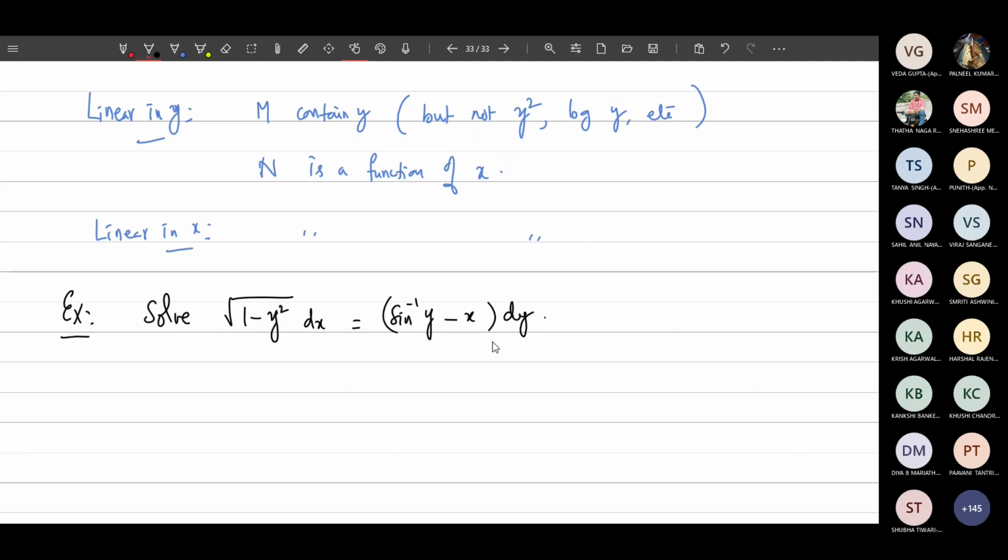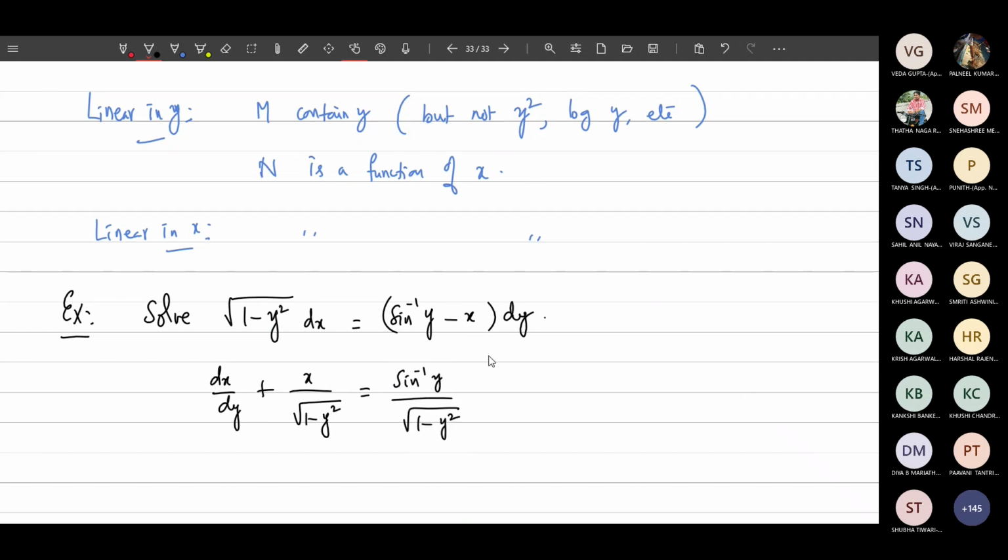And M equal to under root 1 minus y square, that is a function of y, because it is under square root. Get rid of the fractional terms, so that dx by dy is easier to write. x is the coefficient because it is px equal to q type: x equal to sin inverse y by under root 1 minus y square.